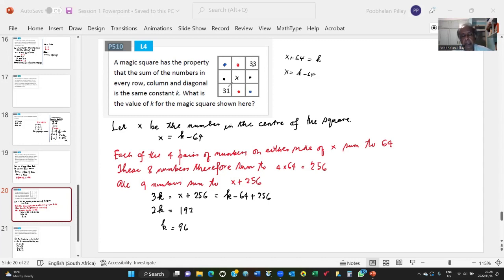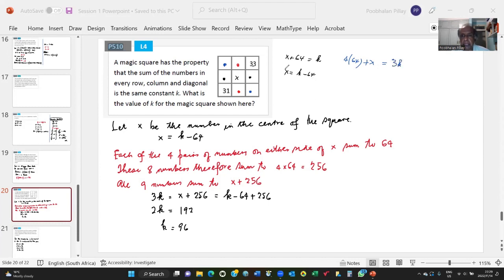So if you add up all the 9 numbers, you see you got 3 pairs of 64. Together with this pair, it's 4 pairs. That makes the 8 numbers. So you got 4 times 64. This gives you the sum of 8 numbers because you got 4 pairs. And the 9th number is X, the middle one. So that gives you the sum of all the 9 numbers. And that is equal to, there's a K here, a K here, a K here. So that's equal to 3K.